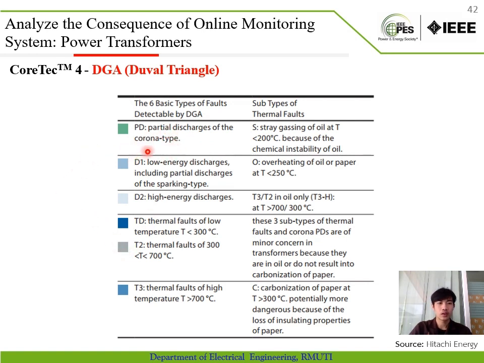And these are the types of fault detectable by DGA. PD, partial discharge of the corona type. D1, low energy discharge. D2, high energy discharge. T1, thermal fault of low temperature less than 300 degrees Celsius. T2, thermal fault, with the temperature limited between 300 to 700 degrees Celsius. And T3, thermal fault of high temperature over 700 degrees Celsius. And this is the subtype of thermal fault. Example O, it stands for overheating of oil or paper at temperature less than 250 degrees Celsius.